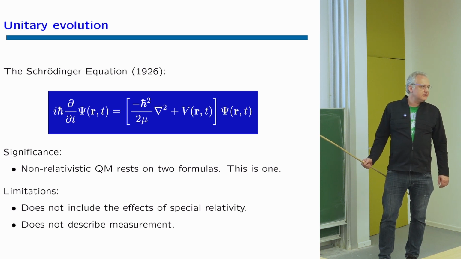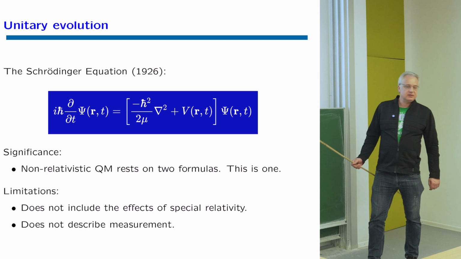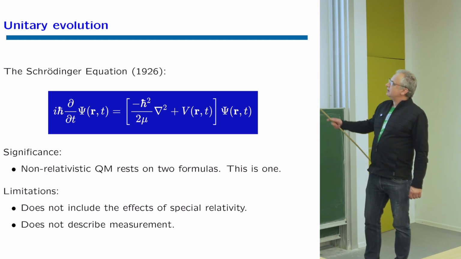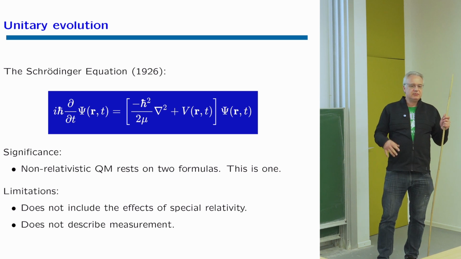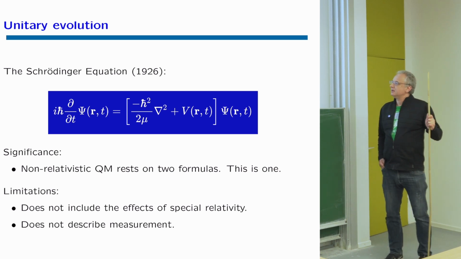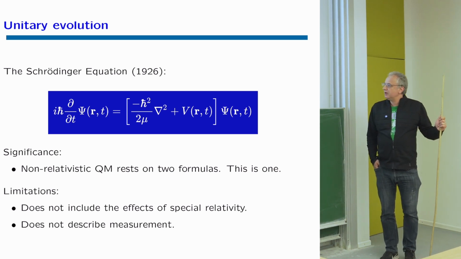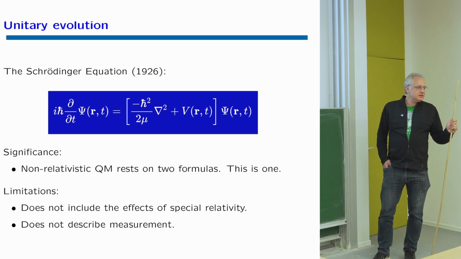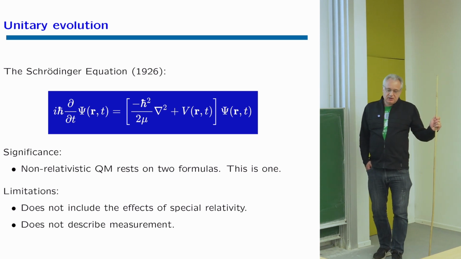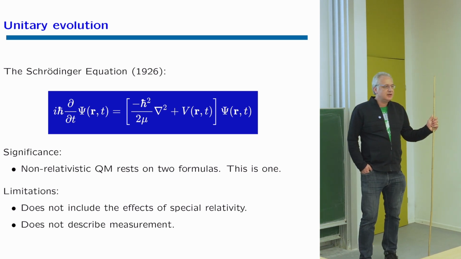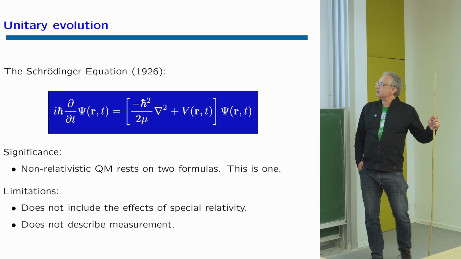Probably the first thing you ever did in quantum mechanics, I would imagine. So you write down the Schrödinger equation, first the time-dependent form, and then the time-independent form, and then you apply it to the hydrogen atom. So this is a very important formula. The significance is that, apart from measurement, most of non-relativistic quantum mechanics rests on that formula.